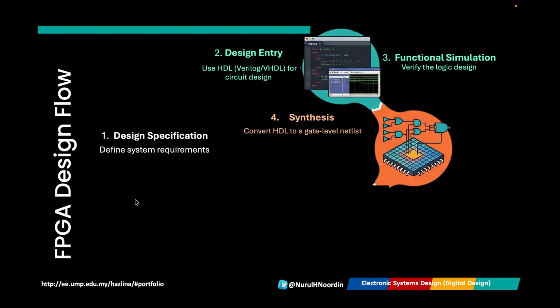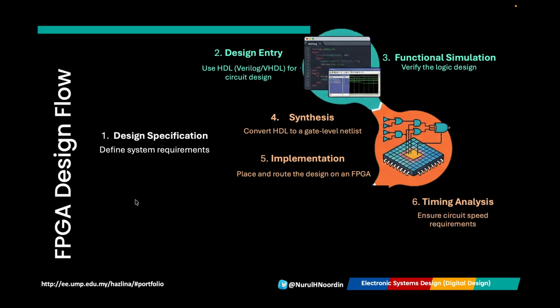After verification, we proceed to synthesis. Here, the HDL code is compiled and translated into a gate-level netlist. The netlist represents the logic gates and their connections that will be mapped onto the FPGA hardware. Following synthesis, we move into implementation, which involves placement and routing. The design is mapped onto the FPGA's logic elements, and interconnections are established to optimize performance.